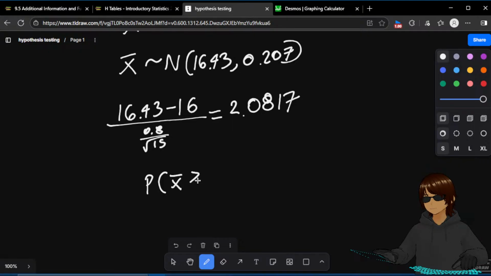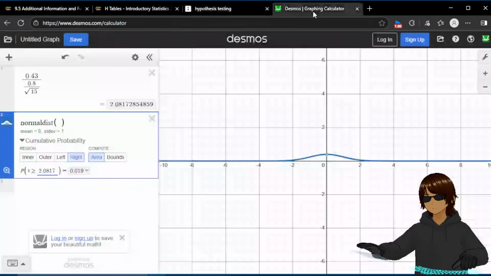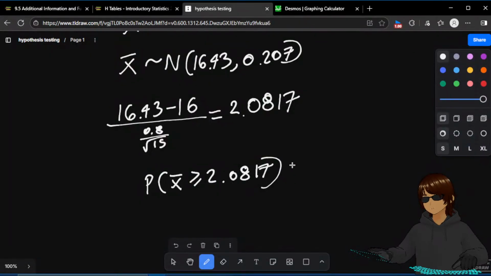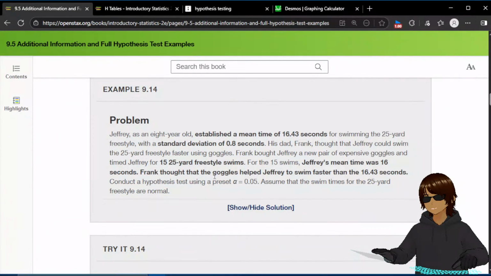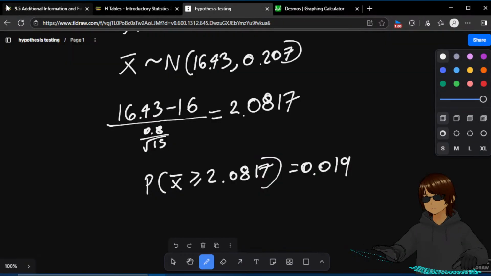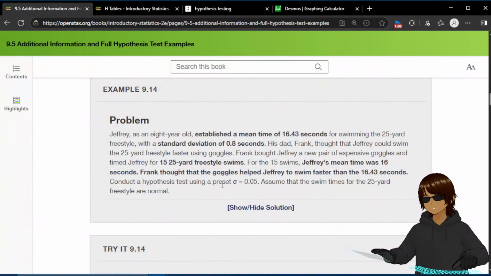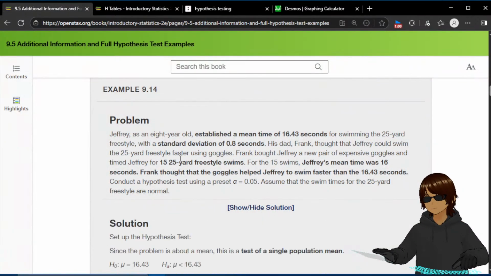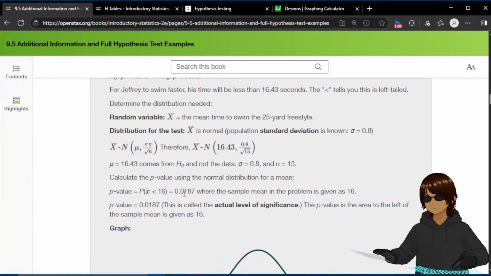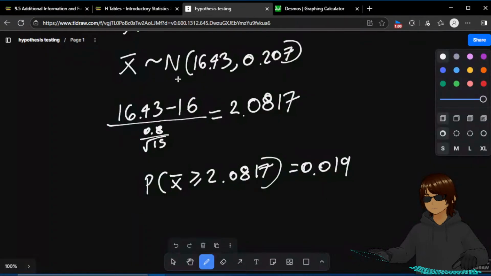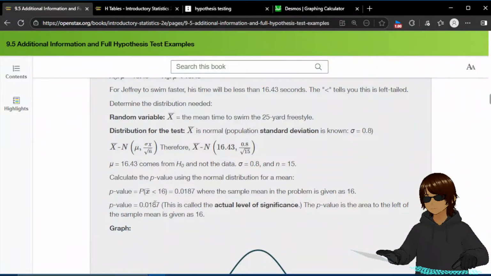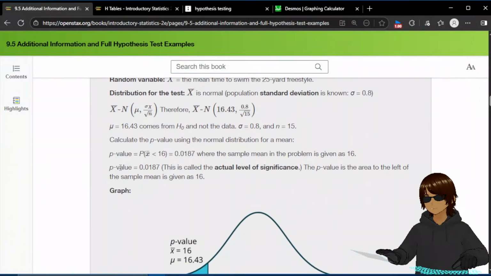The probability that z is more than 2.0817 is 0.019. So I think we reject the null hypothesis then, right? Because the level of significance is 0.05, and 0.0187 is the p-value.